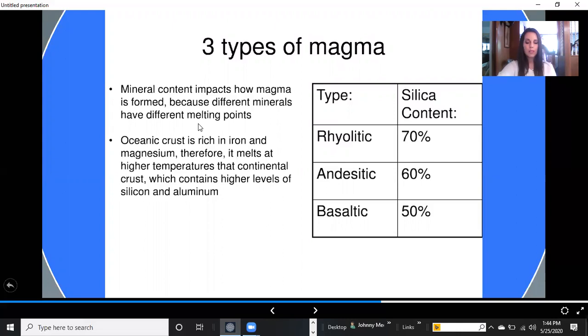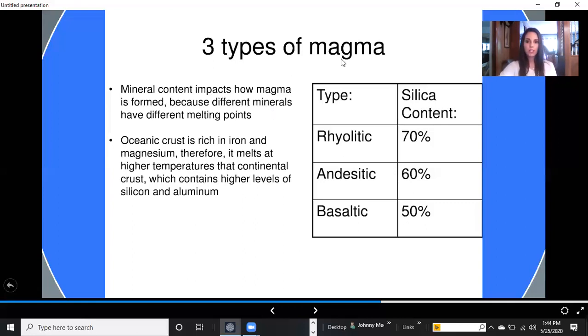Because if one element doesn't melt at a certain degree Celsius, and another does, then that other is what's going to melt and come together with other elements to form the mineral.